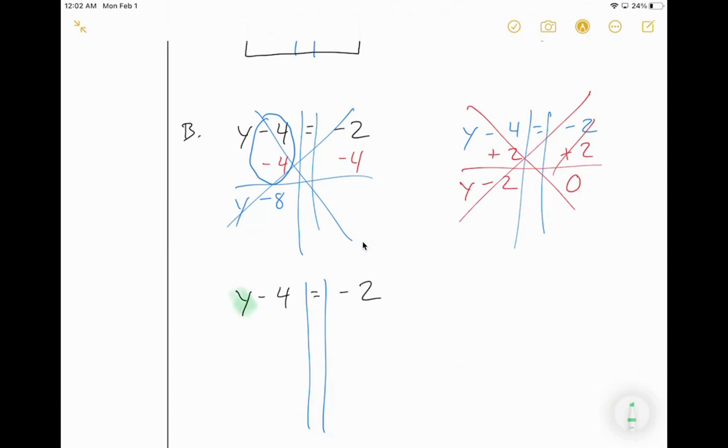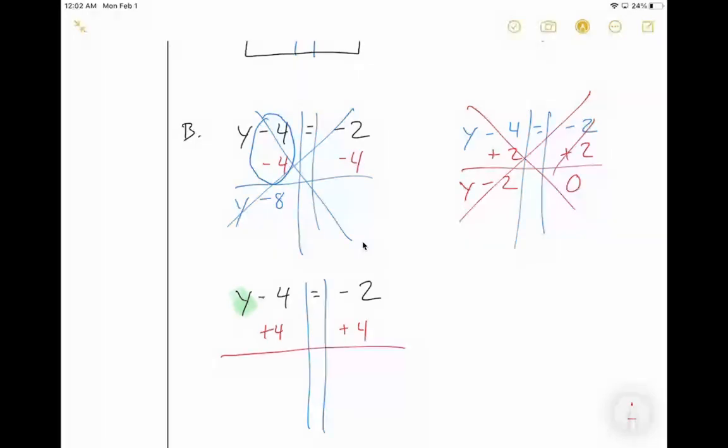That's what I want by itself. So that means I need to get rid of whatever is by that. I see there's a minus 4. So that means I need to do the inverse operation, which is to add 4 on both sides.